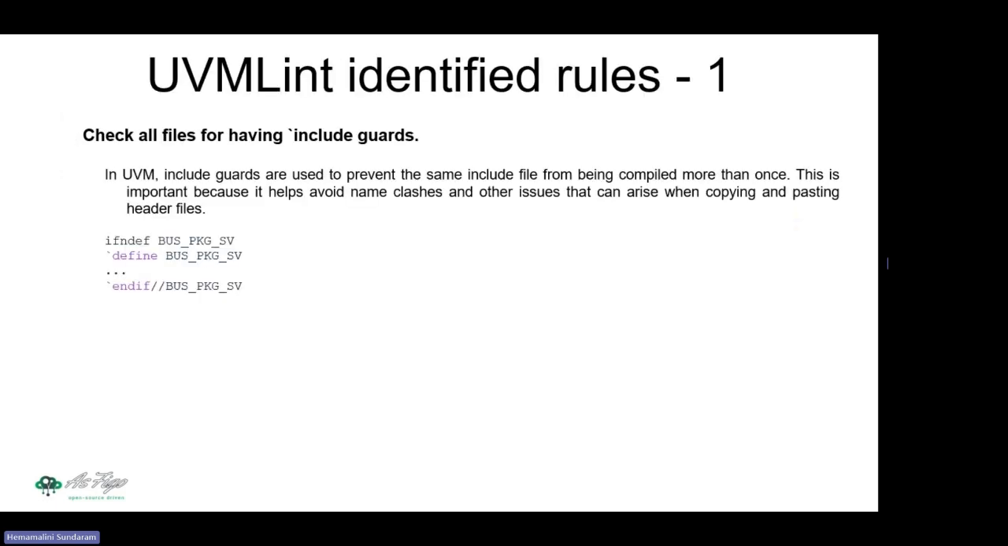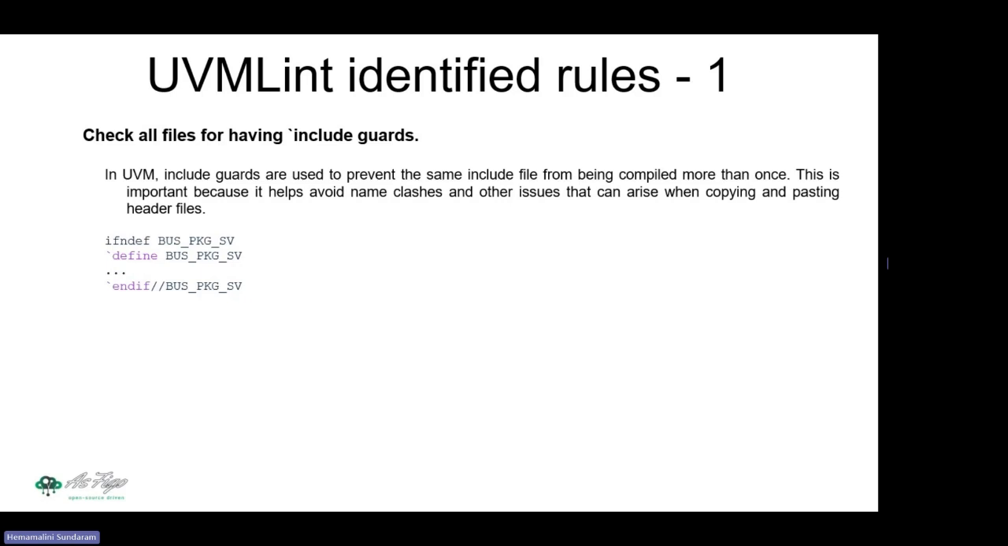Now let's get straight into the UVM rules that we mentioned. Let's see what rules we can identify as of today. Now, the UVMLint identified rules. Rule number one is that you need to check all the files for having include guards. So what are include guards? An include guard is nothing but a way to prevent the same include file from being compiled more than once.